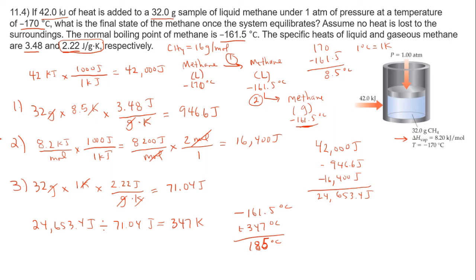We had to do that in 3 different steps. Number 1, warm the methane up to its boiling point. Number 2, the energy required to boil that methane. And number 3, the remaining energy was used to increase the temperature of the methane gas alone.